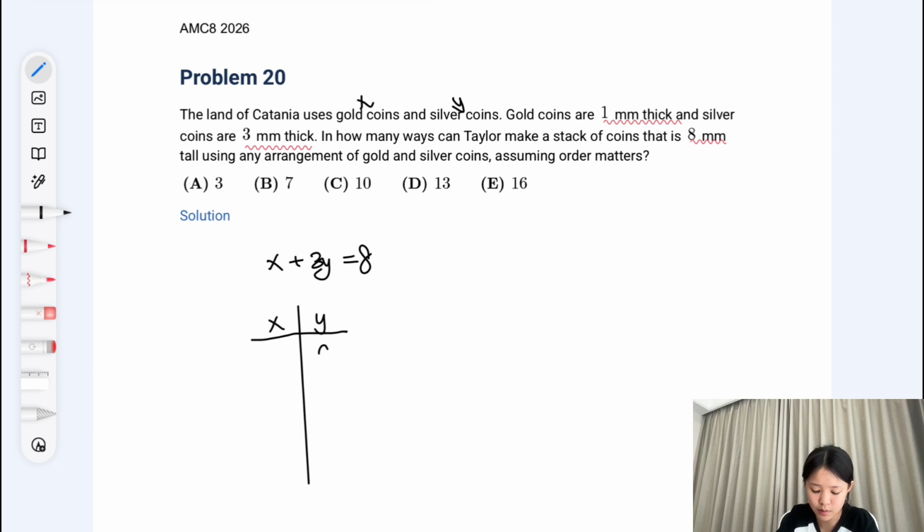If we take y to be 0, then x would have to be 8, because 1 times 8 equals 8. If we take y to be 1, then x would have to be 5. Take y to be 2, x would have to be 2 as well.